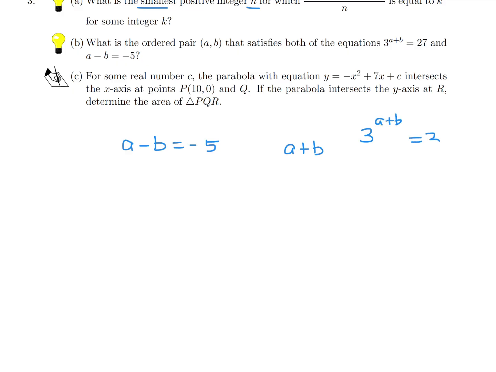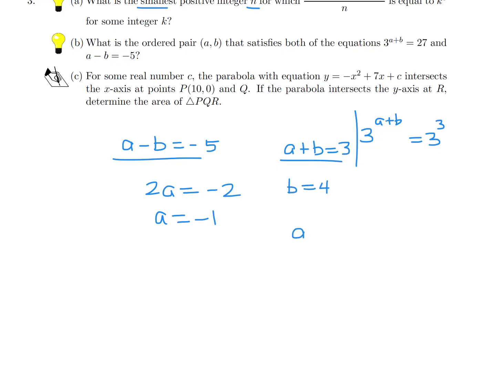27 is 3 to the power of 3, right? So that means A plus B is 3. Okay, so that's fairly straightforward. Now we just add these two equations together, and we get 2A is equal to minus 2. And therefore A is minus 1. And if we sub that back into either one of these, we will get B is equal to 4, I believe. So the ordered pair (A, B) is (minus 1, 4).